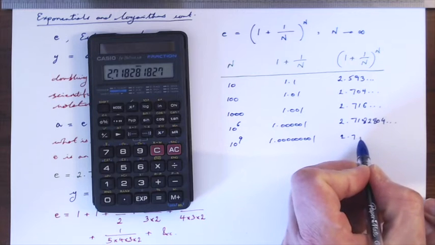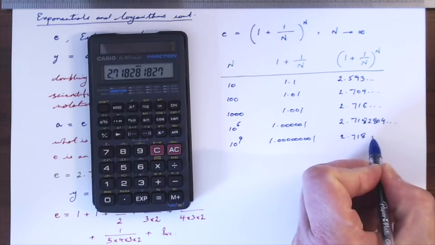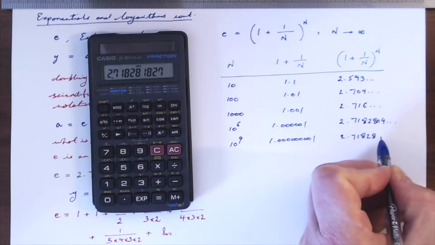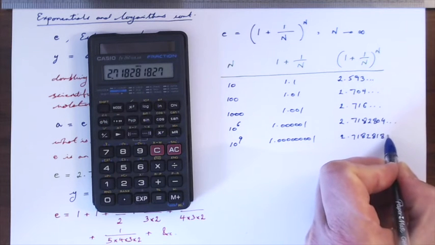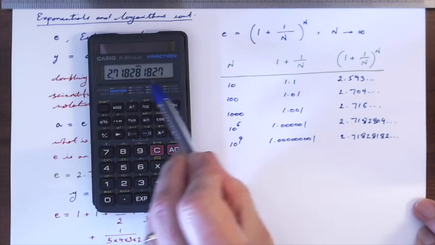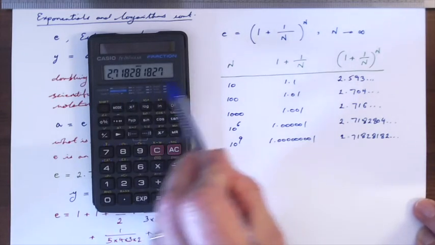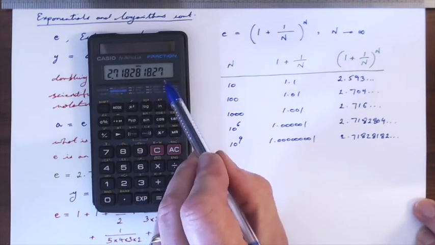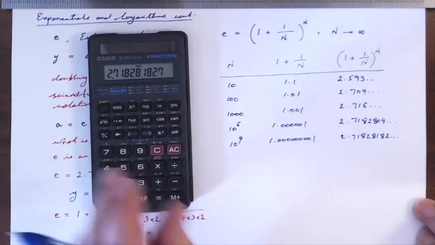And we have 2.718281822, and I think let's just put it there, because the calculator display is essentially full now, and so we shouldn't really trust that last digit there.